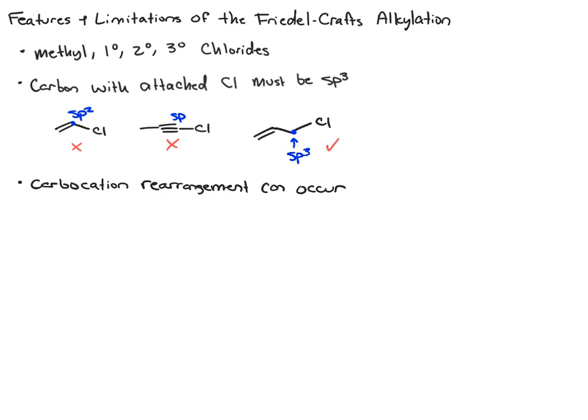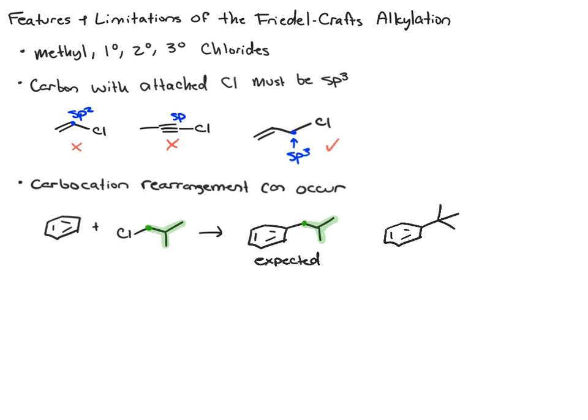So let's take a look at an example, and say we take benzene plus isobutyl chloride. If you use this, chances are, just without thinking through the mechanism, what you might expect is for this isobutyl group with this carbon right here attached to the ring. So this is probably what you would expect. But the actual product you get is instead tert-butylbenzene.